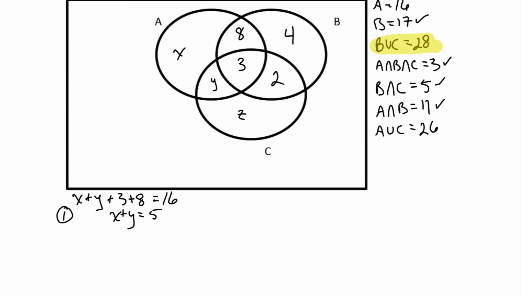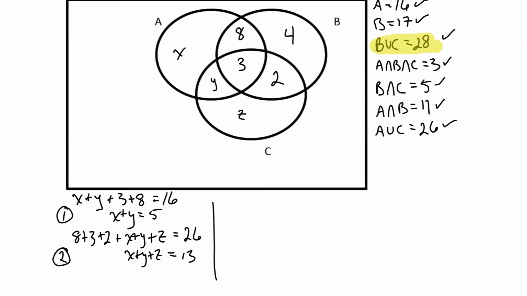I'm going to do something similar with C. I also now know that using this last piece that A union C is equal to 26. So A, which we've said is 16. Now if I take the A union C, it says that you can either be in A or C. So let's see how that works when we add up using algebra again. That's giving us 8 plus 3 plus 2 plus x plus y plus z is equal to 26. And if we simplify that a little bit, we end up with x plus y plus z is equal to 13. That gives us our second equation.